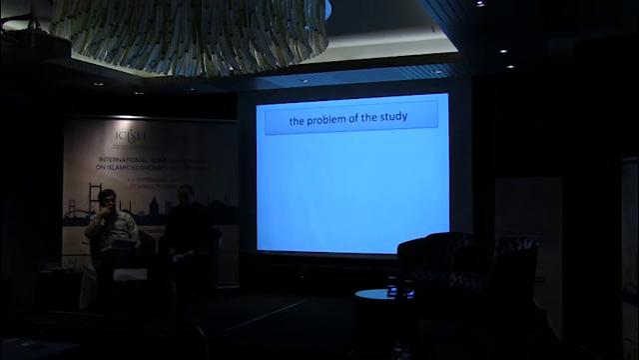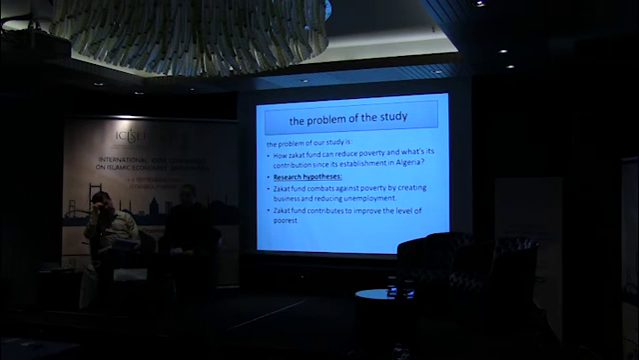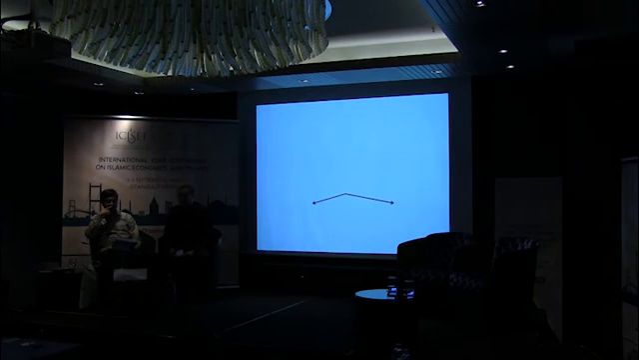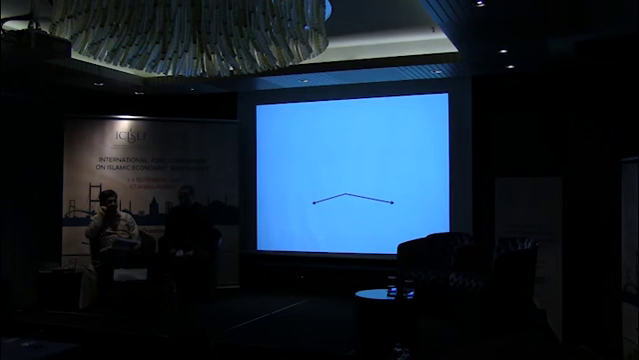From that, the problem of our study is how the zakat fund can reduce poverty and what its contribution has been since its establishment in Algeria. To answer this problem, we have put two hypotheses. The first one is that the zakat fund combats poverty by creating businesses and reducing unemployment. The second one is that zakat contributes to improving the level of the poorest. We have divided this paper in three parts. The first one is for poverty, the second for the zakat fund, and the third is for empirical studies.